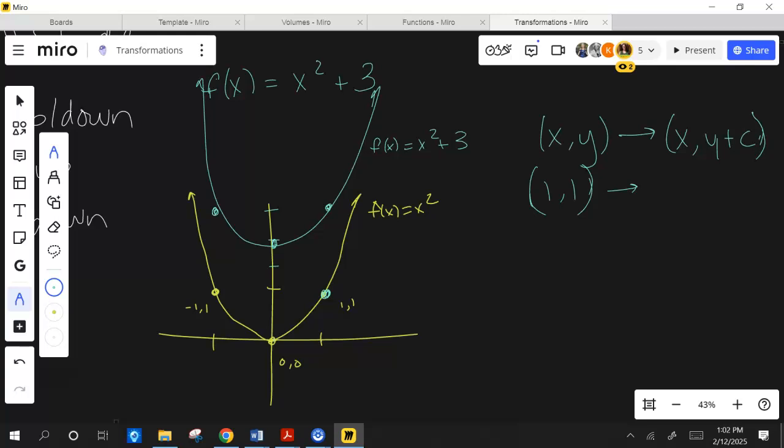If I take the point 1, 1, right? And it says I keep the x the same, but the y plus that c on the end. There you go. Lemon squeezy. Okay, just easy peasy. When we put them all together.